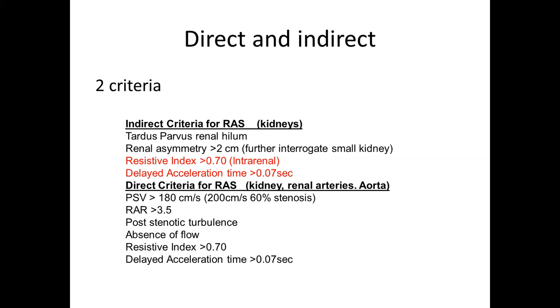On the direct criteria now, we'll be looking at the resistive index and the acceleration time, which we also use in the indirect criteria. But in the indirect criteria, the reason I put those in red is because they are not very important there. We just use them because we will have obtained the waveform and we will be measuring our resistive values within the vessels. But even if you don't use those in the indirect criteria, it's not a problem. But the RI and acceleration time are more important in the direct criteria.